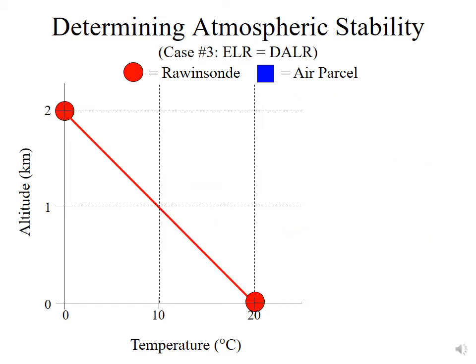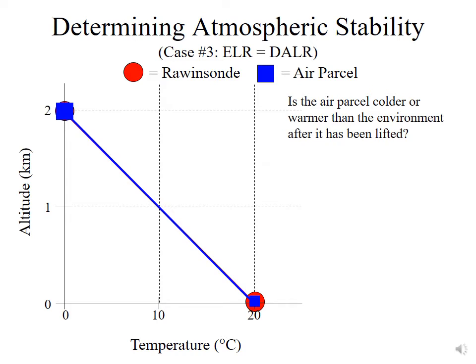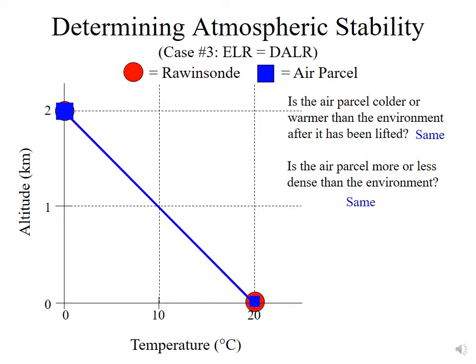So let's take case number 3. In this case, we have a Rawinsonde balloon that's launched. It's still 20 degrees at the surface, and now it's essentially 0 degrees at 2 kilometers. We take our same air parcel, we lift it dry adiabatically, and it just so happens that at that altitude of 2 kilometers, the air parcel and the environmental temperature are exactly the same. So is it colder or warmer than the environment? It's the same. Is the air parcel going to be more or less dense than the environment? It's going to be the same because they have the same temperature and same pressure.